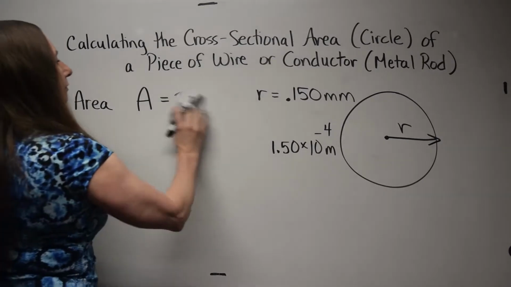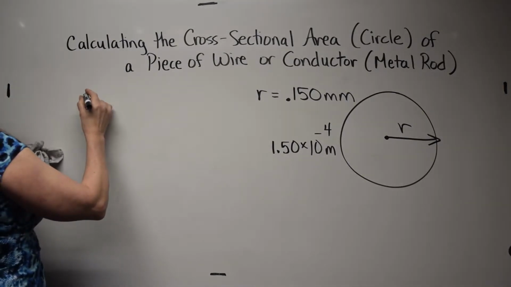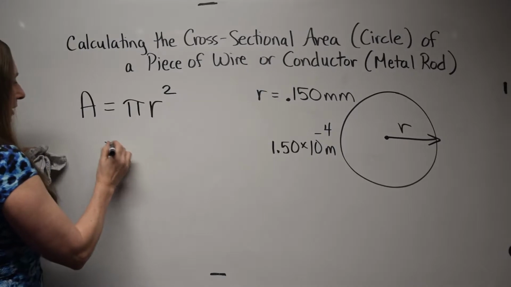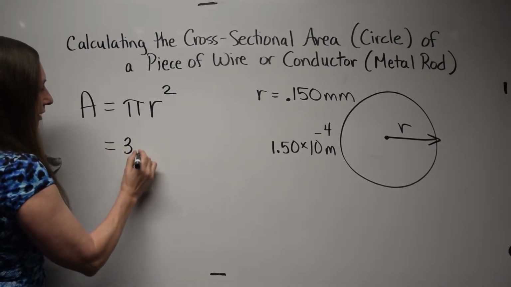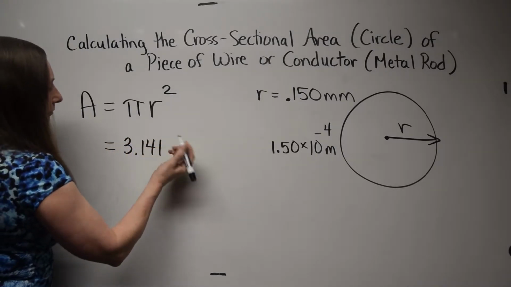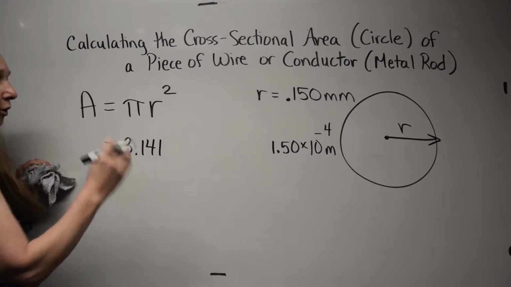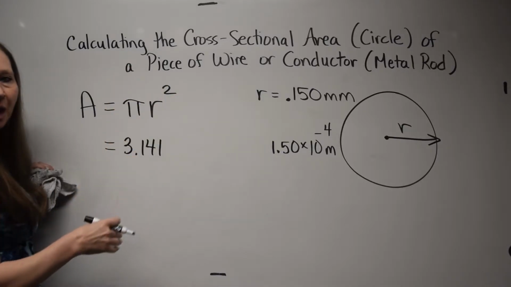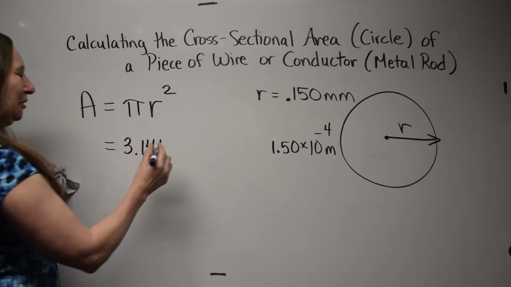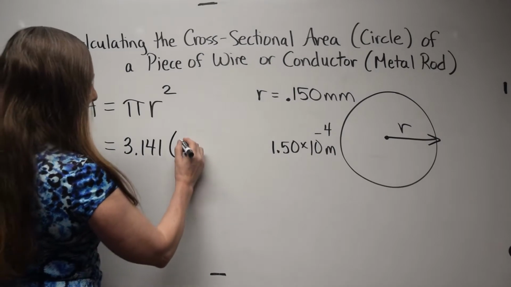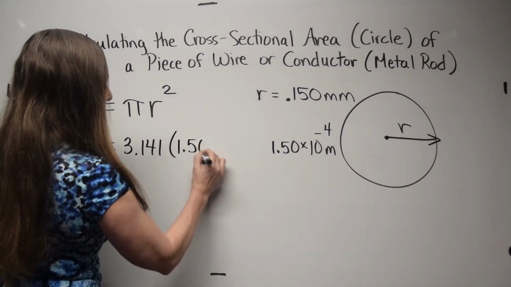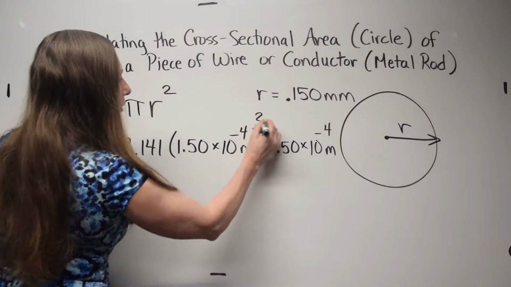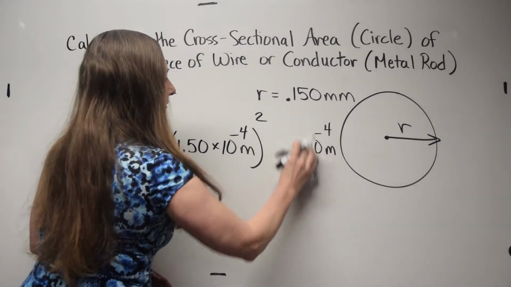All right, so let me move this over a little bit so it can be nice and neat. So the area is going to be pi r squared. For pi, let's use 3.141, that's fine. It would be 3.14159. I never memorized 100 places of pi. I'm sure some of you have, and congratulations, because I don't think I could do it. All right, 1.50 times 10 to the negative 4 meters. This whole thing gets squared.